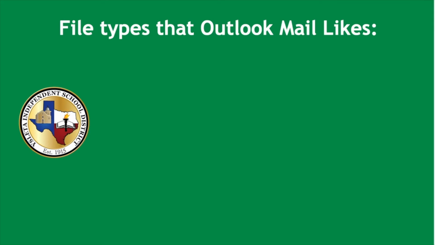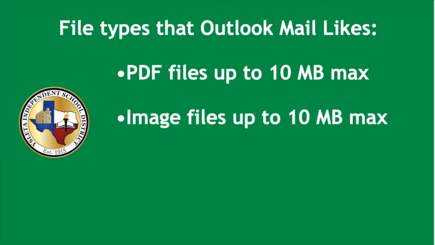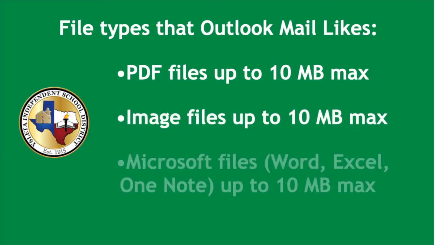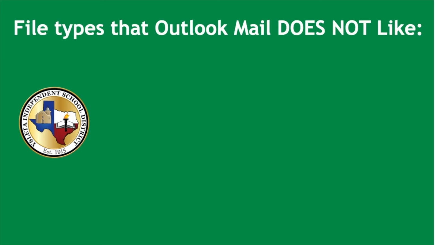File types that Outlook Mail does like are, of course, PDF files, but they have to be smaller than 10 megabytes. Image files, but they have to be smaller than 10 megabytes. And Microsoft files like Word, Excel, OneNote, and again, they have to be smaller than 10 megabytes.